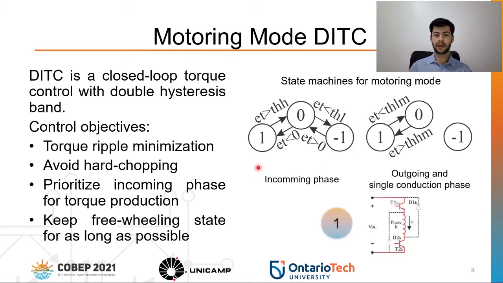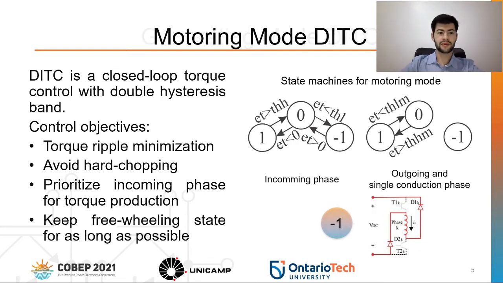So, if the state 1 must be applied, it means that we'll have to apply positive voltage to the winding, as the figure indicates here at the bottom. If the zero state is to be applied, then the phase will be short-circuited. And once the -1 state must be applied, it means that negative voltage must be applied on the phase.